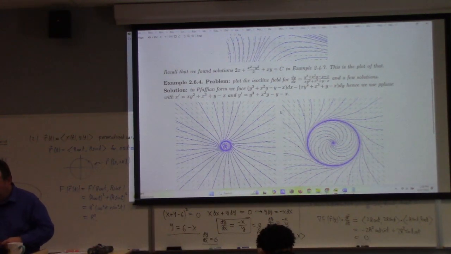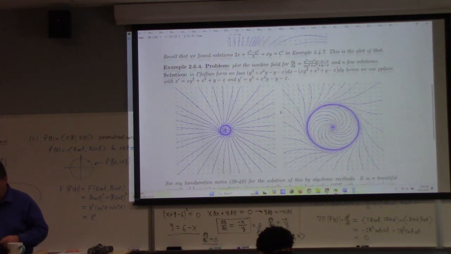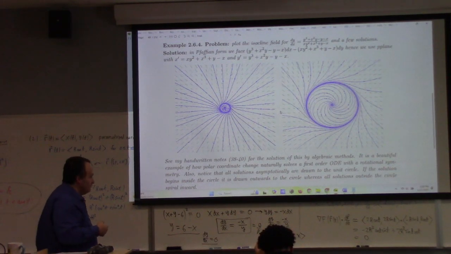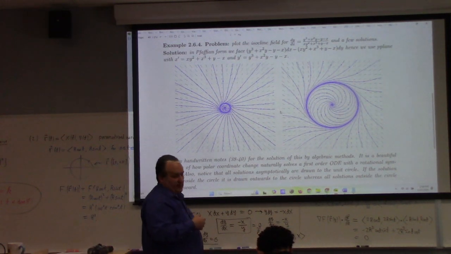Now you might wonder how I made these pictures. I think what I did was, there's a way to do this with the pplane tool in MATLAB. So let me show you that.